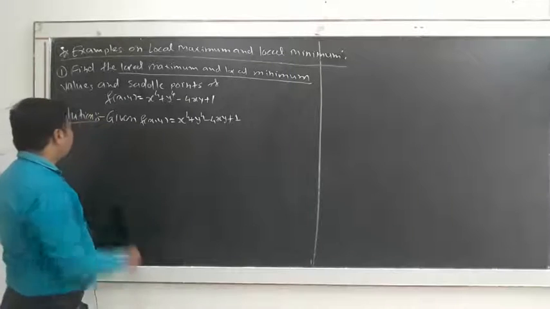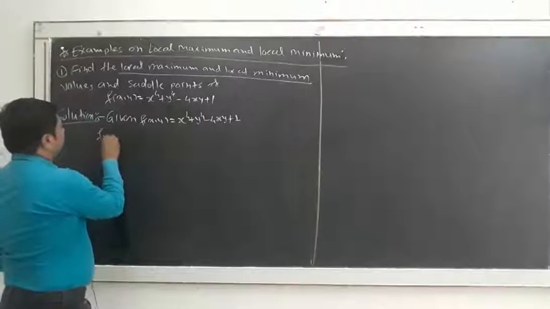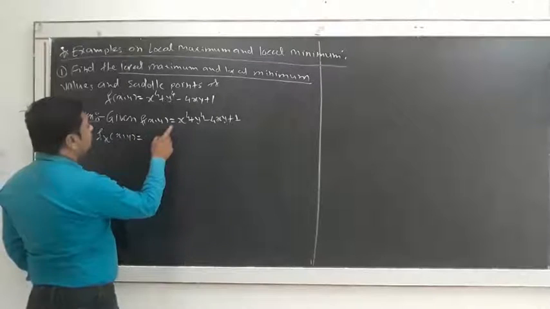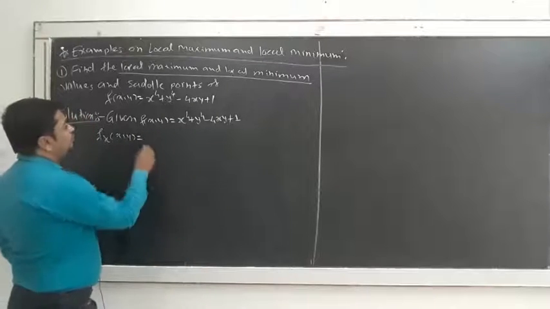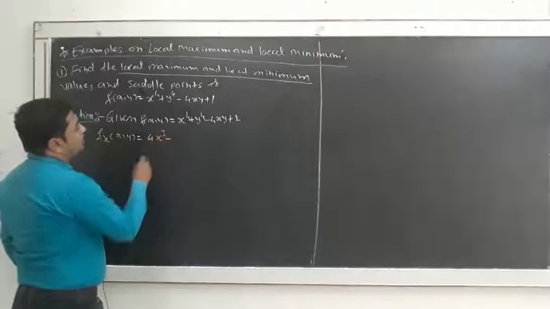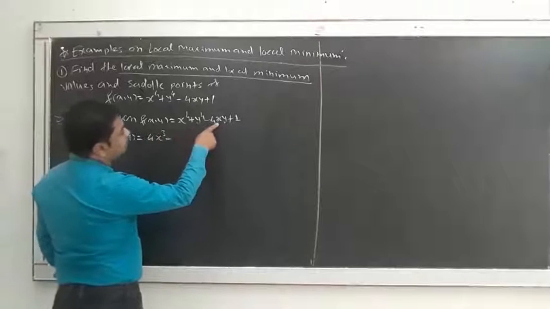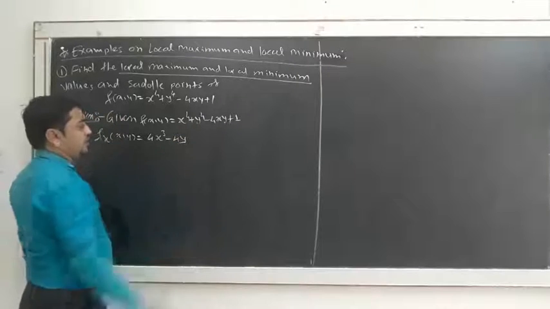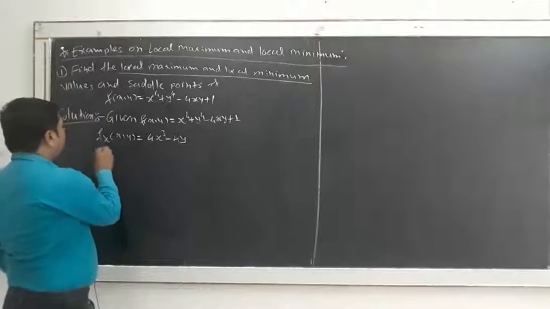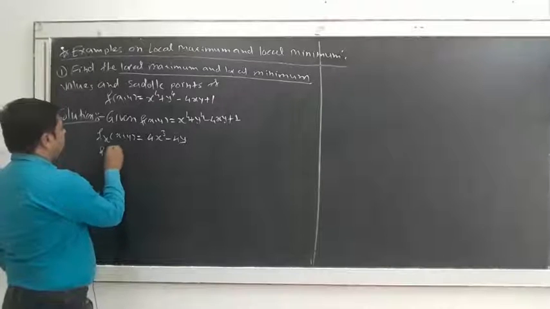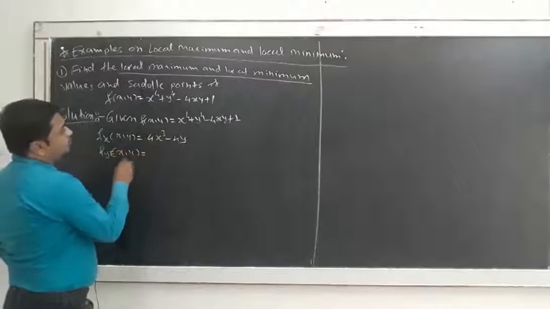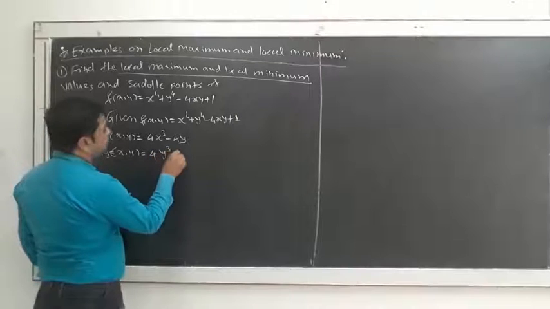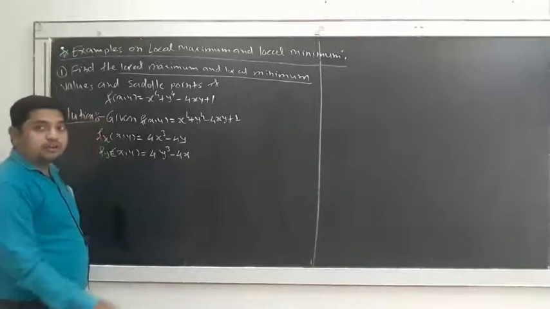So for this, suppose fx at x,y is equal to the partial derivative of this, that is 4x cube plus 0 minus 4y plus 0. Now fy of x,y is equal to 4y cube minus 4x.